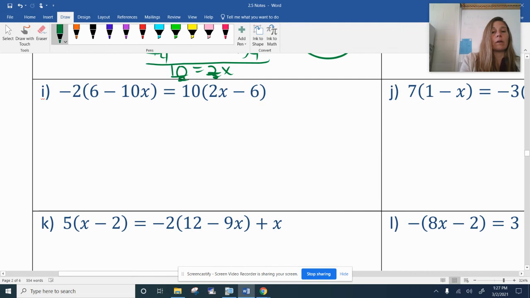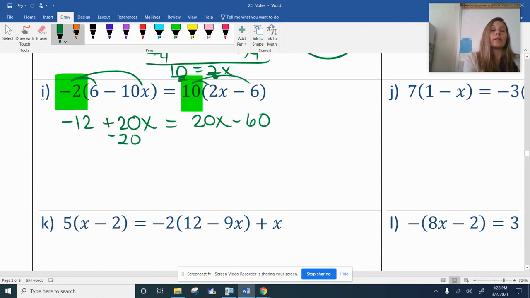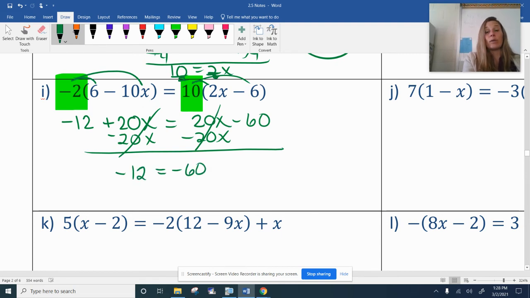All right, letter I, I have two things to distribute in this problem. The -2 over here on the left gives me a -12 and then a positive 20x. And then over here on the right, I have a positive 20x and then a minus 60. So when I go to move my x to the other side, whether you're going left or right doesn't matter, both of my x's cancel. I'm left with -12 equals -60. That does not equal each other, so this means there is no real solution.